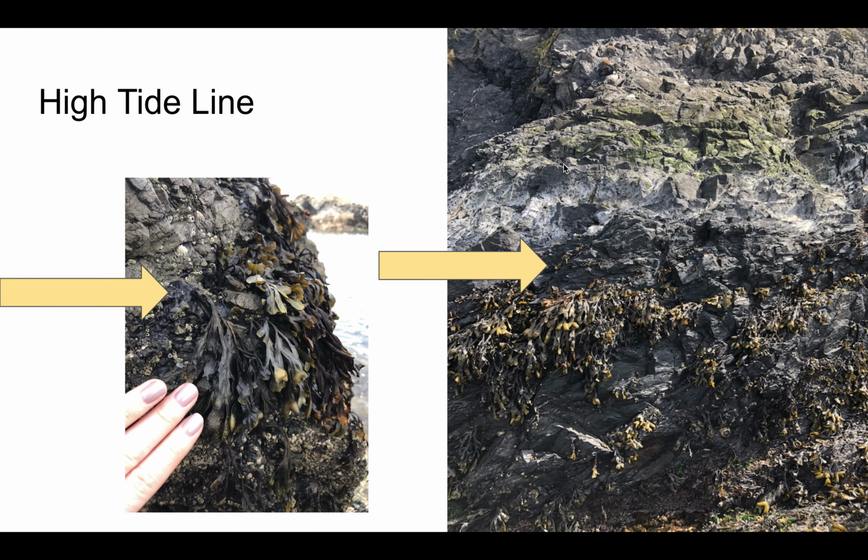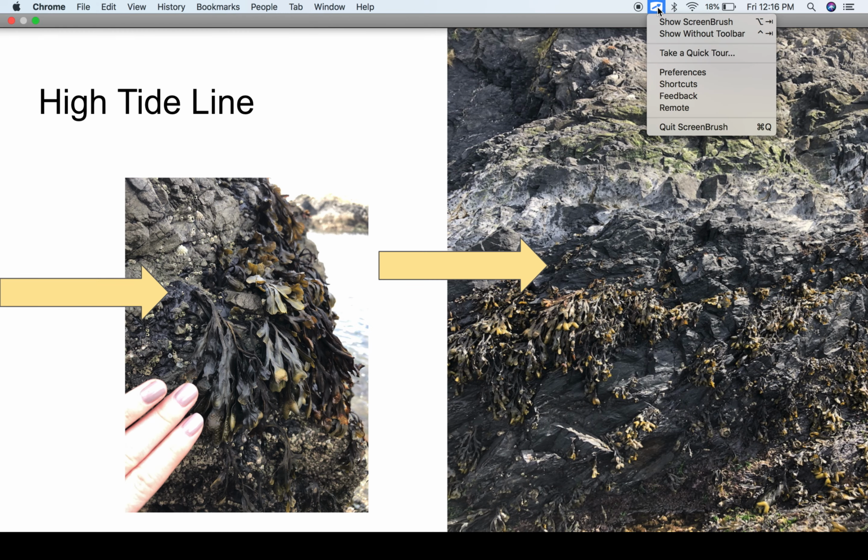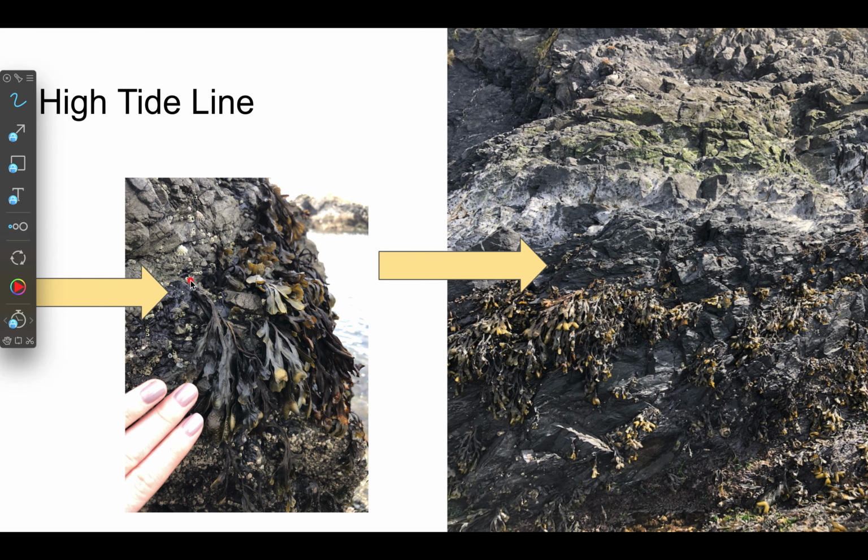Okay, and you can also see the high tide line. So I'm going to draw it in with my screen brush, right? So it's right here, and it's sort of where the seaweed ends. And you can see that the rock goes from dark to light, right? And that's where the high tide reaches. It doesn't go past that. So we call that the high tide line.